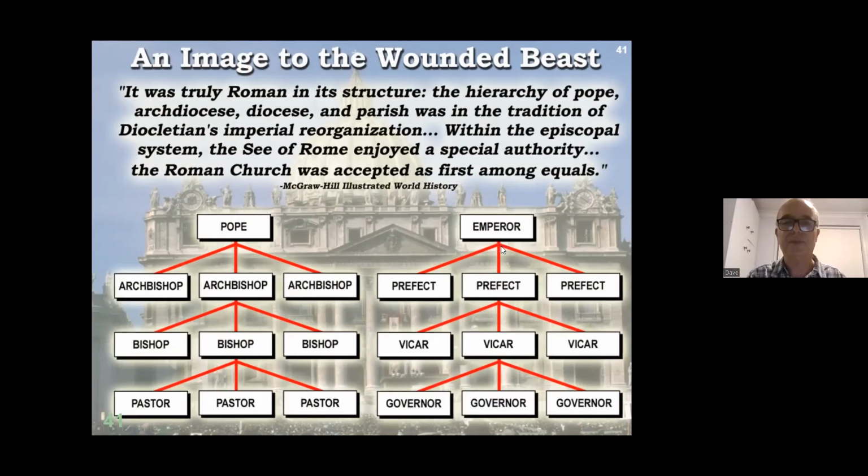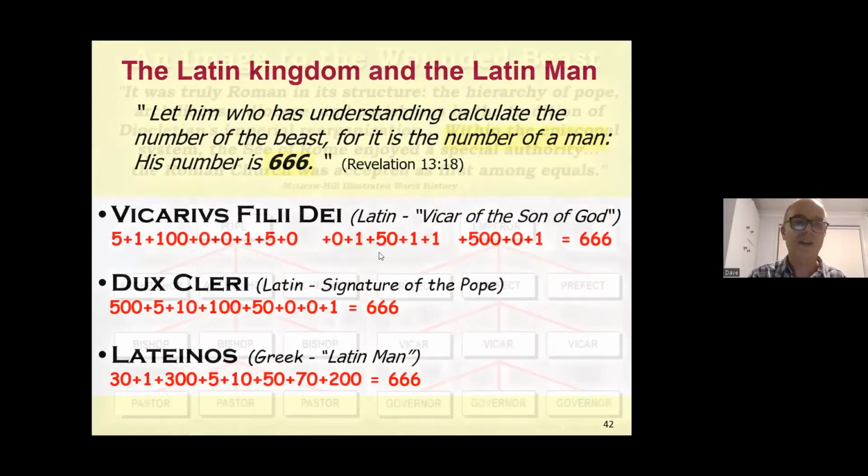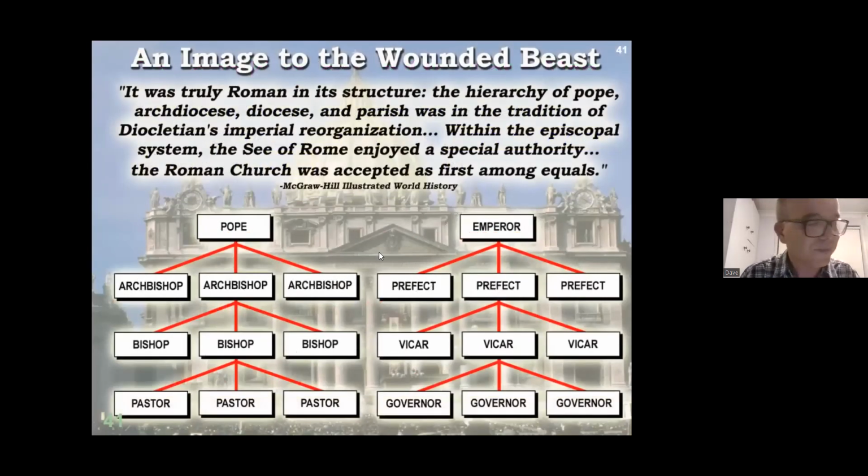So I'll just flick past that as we're running out of time. Sorry, what I was going to say there is that the Catholic system of things is truly a Latin system. Throughout its history, Latin has been the language and the structure of the church. It is the Latin kingdom. It is led by the Latin man, or as it's called in Greek, Latinos.